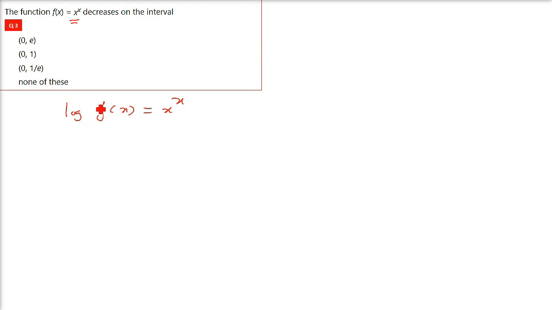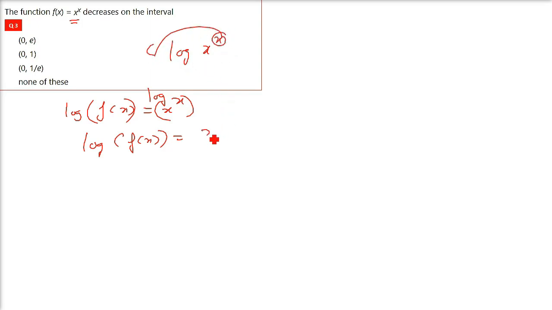You have to take log on both the sides, then the differentiation will start. So when you take log f(x), you have log x raised x. This x is going to come forward. x will come in front of log, and the internal x will remain like that. The base is not given, so we have taken the base as e.